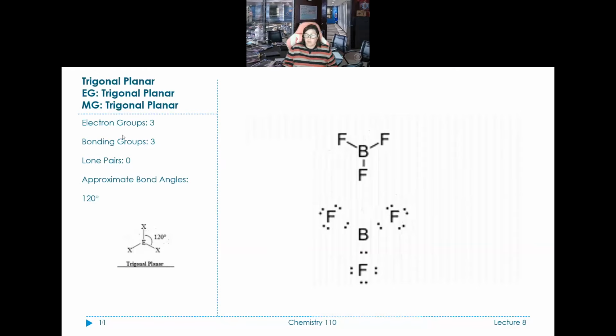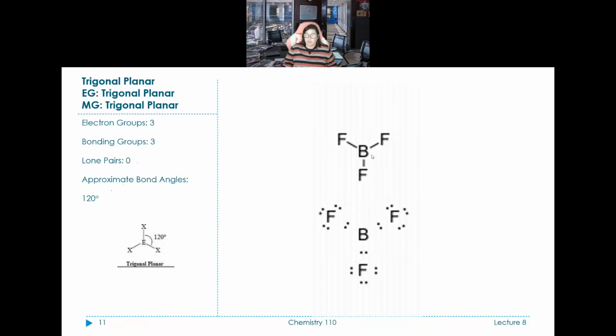Trigonal planar. Again, the electron geometry is trigonal planar. Molecular geometry here is trigonal planar. There are 3 electron groups, 3 bonding groups, 0 lone pairs. So the approximate bond angle is 120 degrees. This is all flat in one plane.